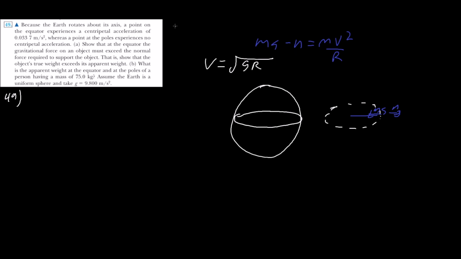The radius of the Earth is going to be 6.3... Where's my calculator? I don't know if I have that stored here. Oh no, I don't. Okay, 178 or something kilometers. Let me look this value up. All right, cool. So the radius of the Earth is 6,378 kilometers.